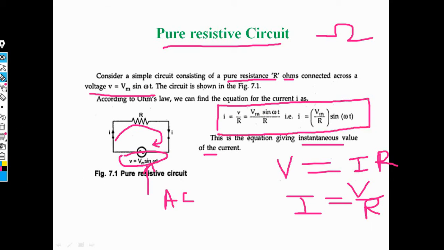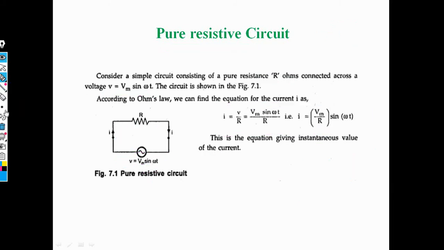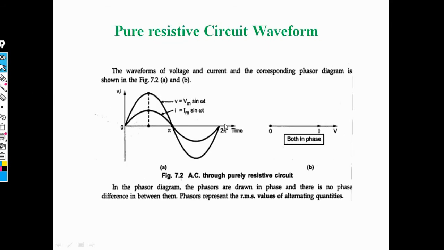Now we have the circuit diagram and the equation. Next we need the waveform. This is the pure resistive circuit waveform. There are two waveforms: the first is the voltage waveform and the second is the current waveform.